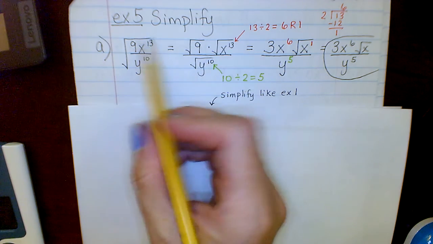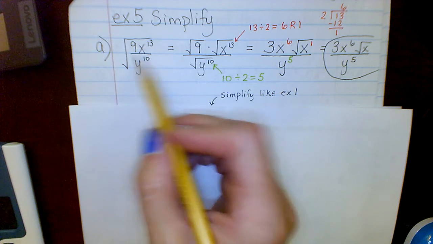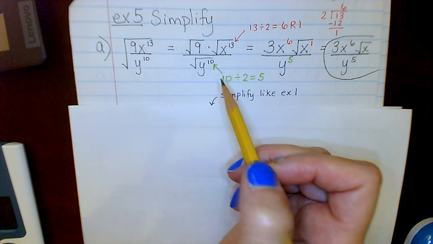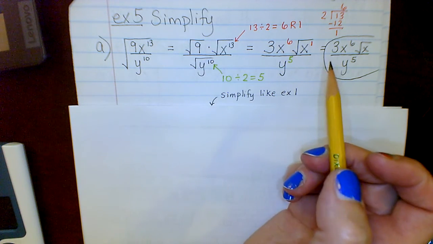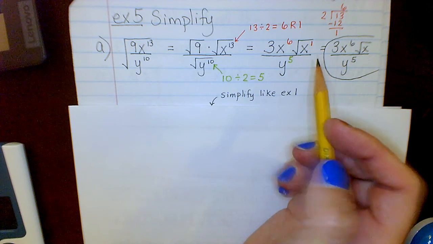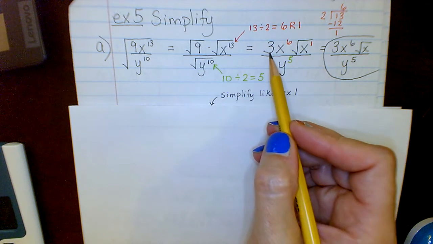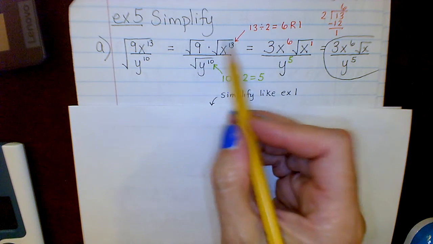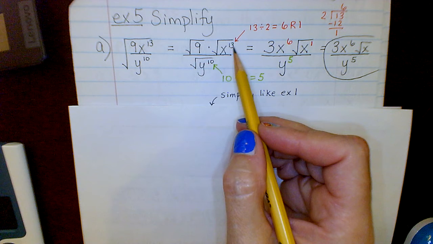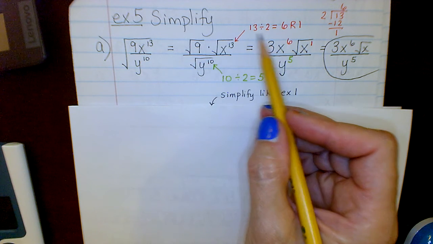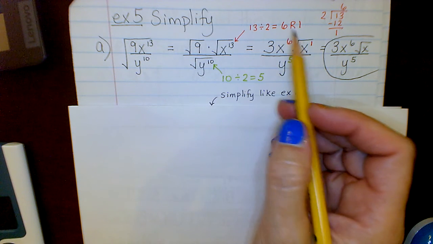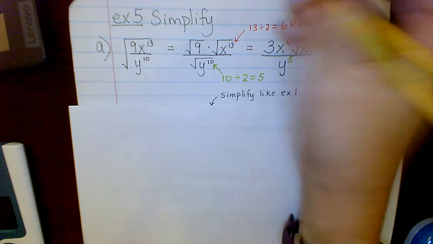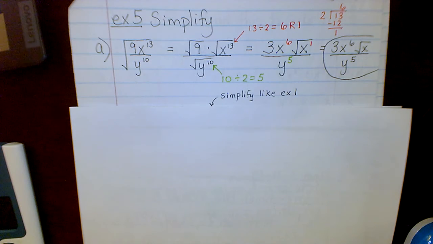Okay, so the square root of 9x to the 13th all over y to the 10th, sorry. I'm going to split these 3 up into 3 separate square roots. The square root of 9 is 3. The square root of x to the 13th. All right, divide that by 2. How many times does 2 go into 13? Goes into it 6 times. Right, so I'm just kind of, let me grab a red pen.